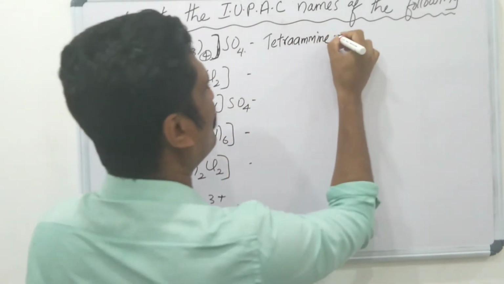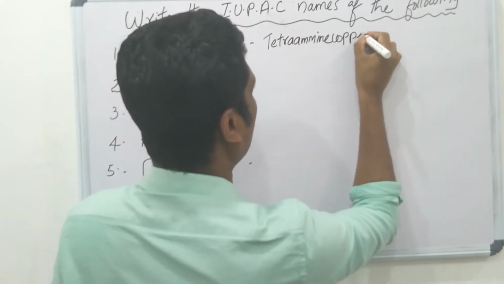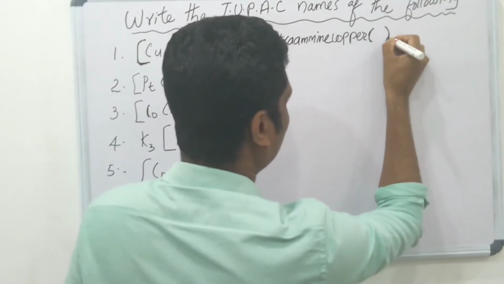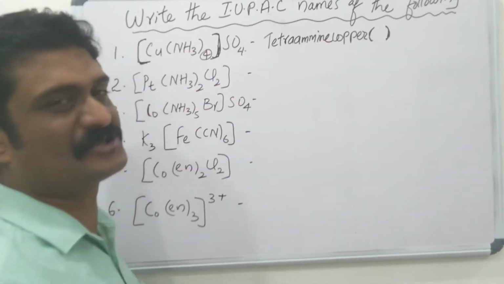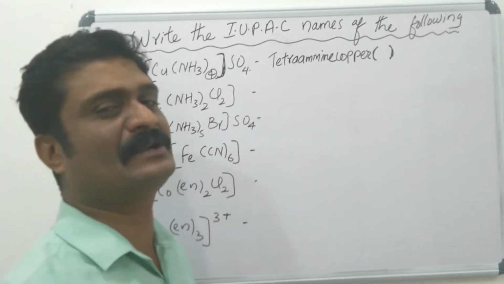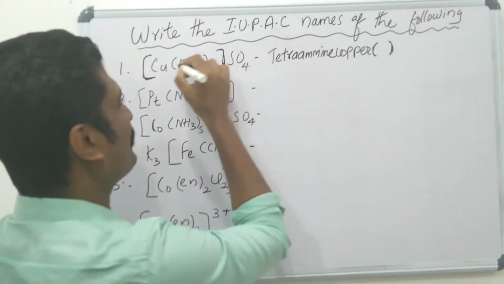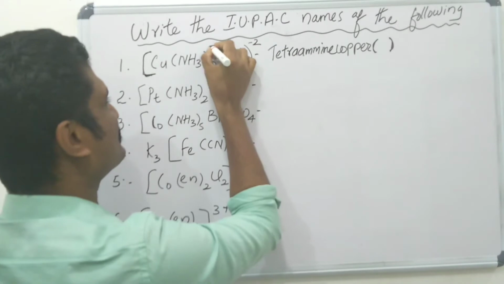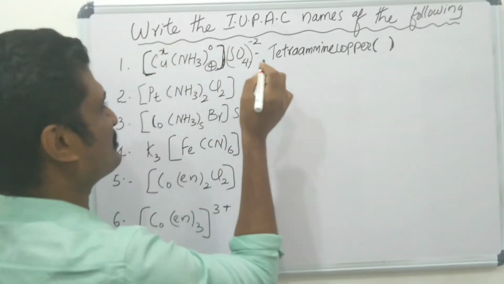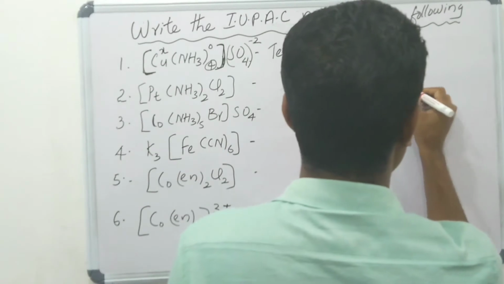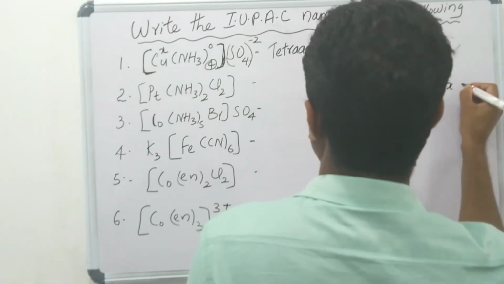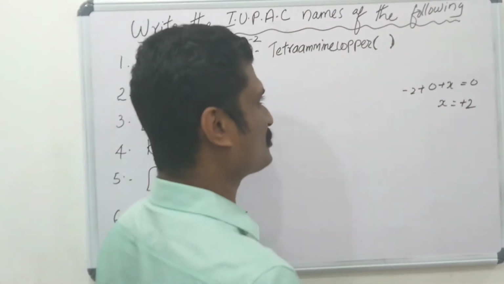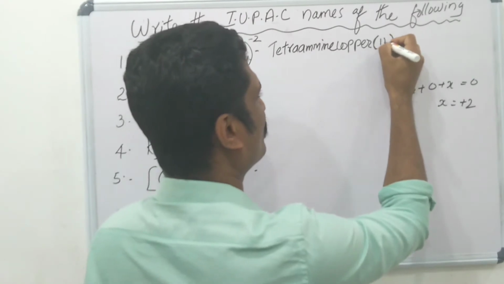Then the central metal, copper. Then we indicate the oxidation number of the central metal in parenthesis. SO4 is a radical. Its charge is -2, NH3 is 0. The oxidation number of copper is taken as X. Then -2 plus 0 plus X equal to 0, X equal to +2. The oxidation number can be indicated using the Roman numeral II.